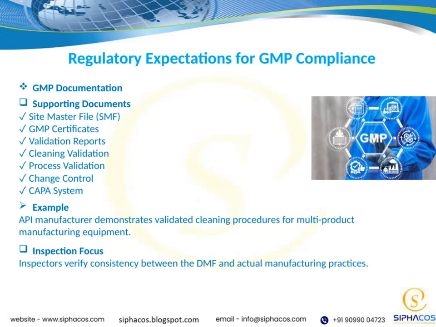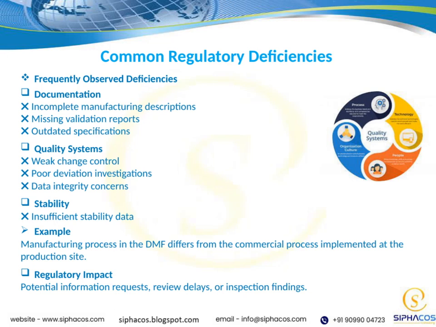When it comes to GMP compliance, documentation is key. We're talking about a range of supporting documents, from the site master file to GMP certificates, validation reports, and cleaning validations. Process validation and change control are just as critical, along with a robust CAPA system. For example, an API manufacturer must show validated cleaning procedures for equipment used with multiple products. During inspections, authorities focus on making sure the drug master file matches what's actually happening on the manufacturing floor. Consistency is everything.